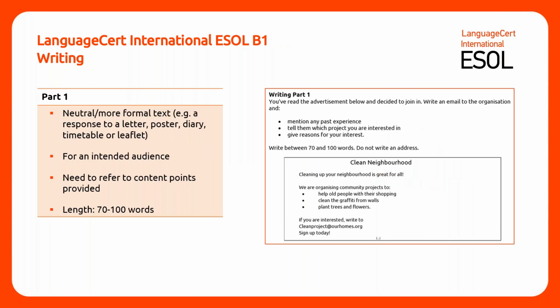As regards B1 level candidates, Part 1 requires them to produce neutral or more formal text for an intended audience. The text to be produced might be a response to a letter, poster, diary, timetable, or leaflet. Candidates will need to refer to the content points provided and write between 70 and 100 words.